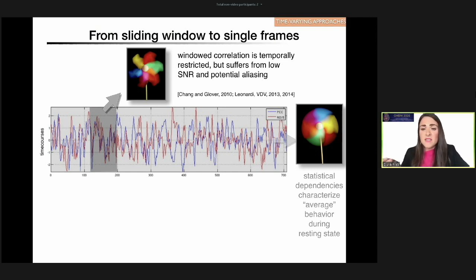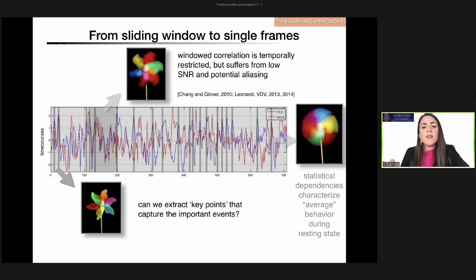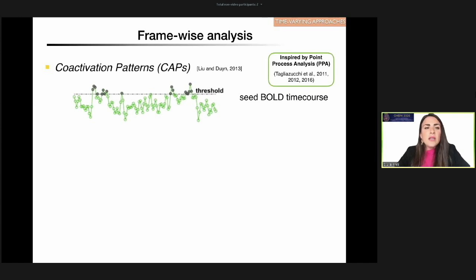So frame-wise analysis instead asks the question, can we actually extract key time points where there are the relevant events that we want to capture without the need of doing any averaging, basically. And this is the idea behind the technique of co-activation patterns that was introduced by Liu and Duyn in 2013, inspired by the point process analysis, and hypothesizing that actually there are brief moments of co-activation and co-deactivation that would be missed, as they are brief, by a static analysis.